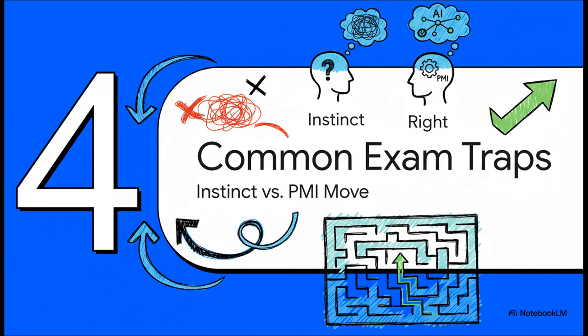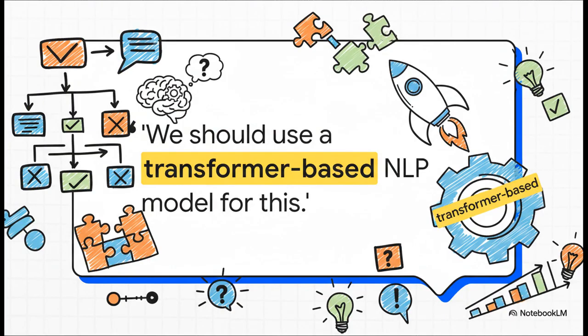Let's see how this knowledge helps you spot those sneaky traps the CPMAI exam loves to set. It usually comes down to knowing the difference between a stakeholder's gut instinct and the correct PMI-aligned move. I guarantee you will see something like this on the exam. You have a stakeholder who's well-meaning, probably pretty technical, and they jump straight to the solution. This is the textbook definition of solution-first thinking.